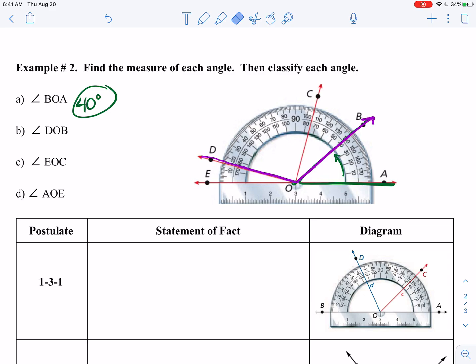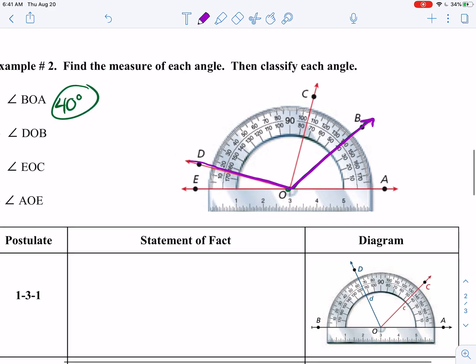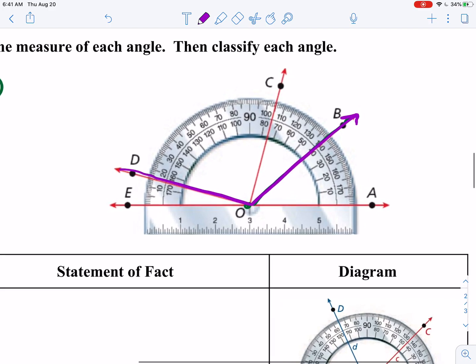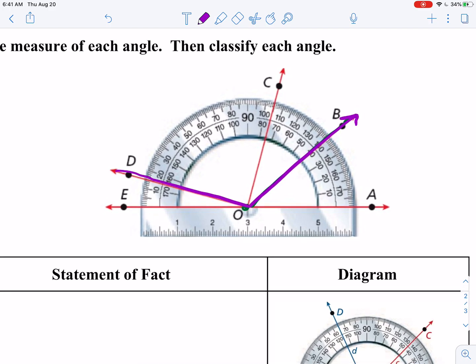Erase my work here. Okay, this one might be a little more difficult because neither ray is on the flat part of that protractor. So we might have to do a little bit more math here. We know that, and if you want, you guys could just count. You can count by 5s or count by 10s. It looks like this is at 15. And again, we're using the outside numbers now because we're going from right to left. You could also use the inside if you were going from left to right.